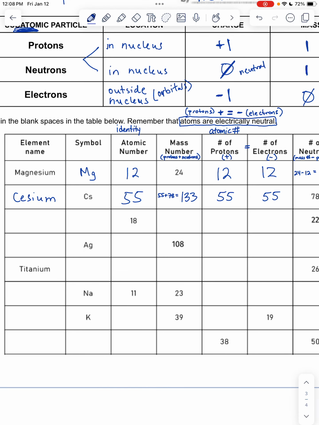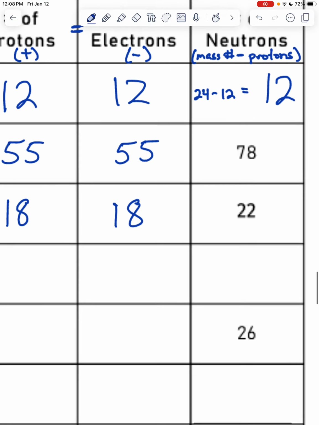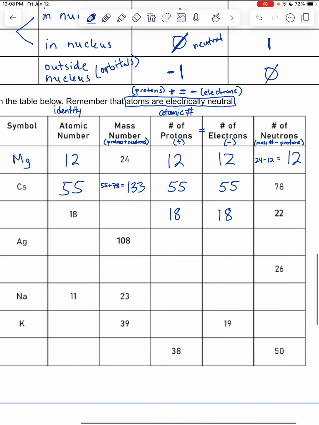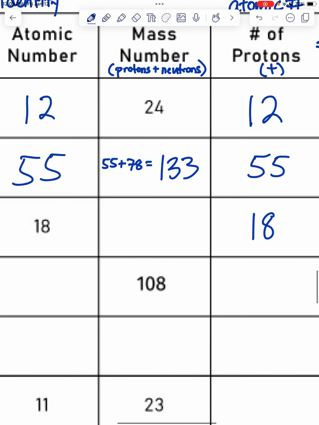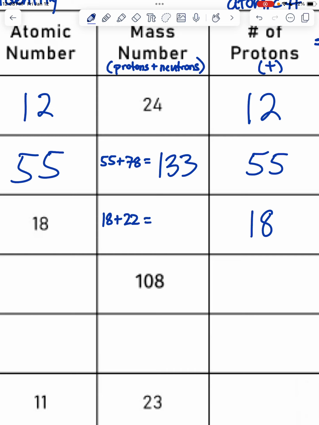But the atomic number here, 18, remember, is equal to the number of protons and is equal to the number of electrons, because atoms are electrically neutral. The positives have to balance out the negatives and vice versa. And here I give you the neutrons again. So we can actually figure out the mass number by saying, if I have 18 protons and I have 22 neutrons, that should give me 40 as a mass number, right?